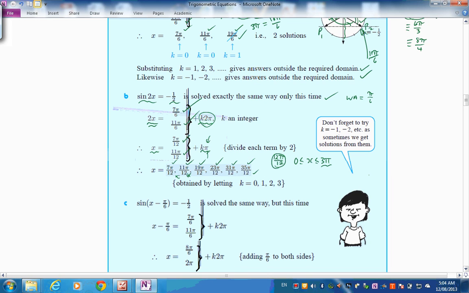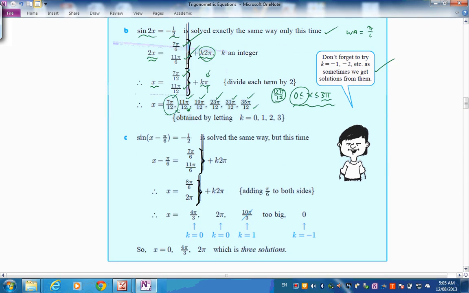Now, we've not gone negatively here. Why? Because there are no negative values in the allowed domain. Here they say don't forget to try k equals -1, -2, as sometimes we get solutions from them. We won't here, because if we subtract 12 pi on 12 from our first value, we'll get -5 pi on 12, and that's outside the domain. So it's a little bit tricky, that last bit there, of really making sure we get all values in the given domain. Okay, let's have a look at the bottom one now.